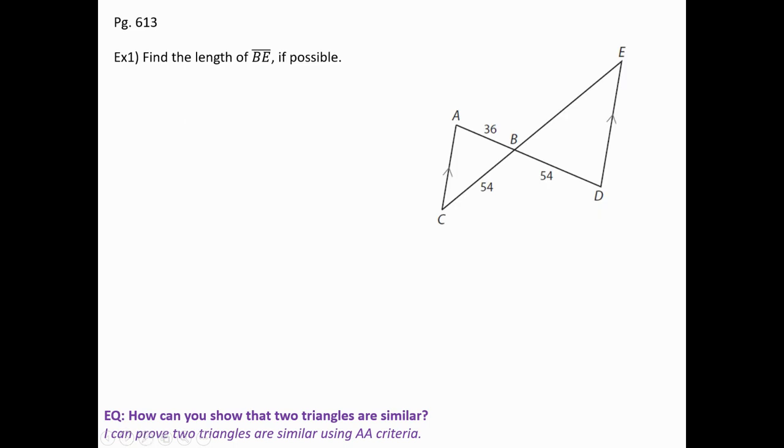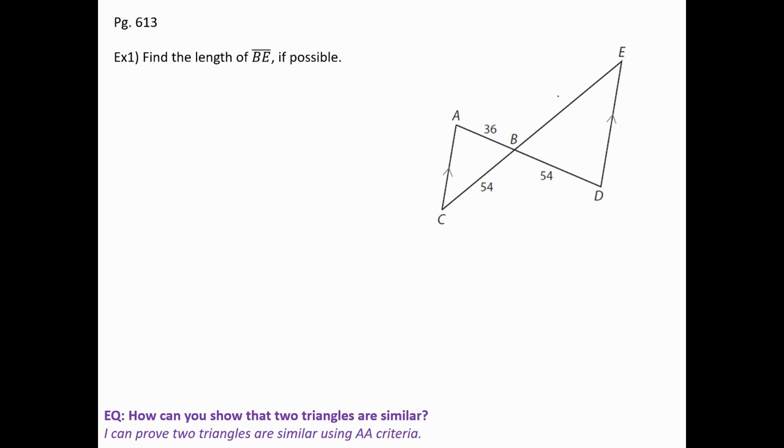There we go. All right, so some of these examples are in the textbook, so you're welcome to grab them there. We're going to find the length of BE if possible. We are also going to be using some colors today: purple, blue, orange, and red, because we're going to get to do the love connection. All right, so starting off with finding the length of BE.